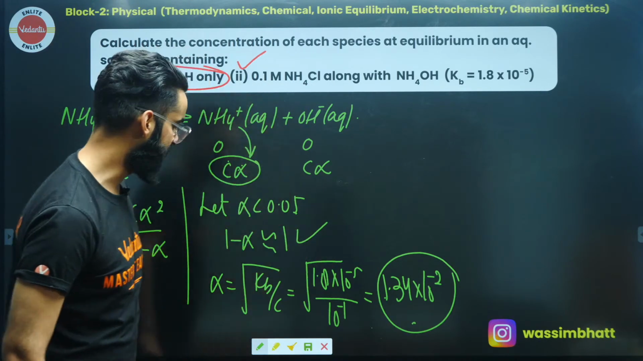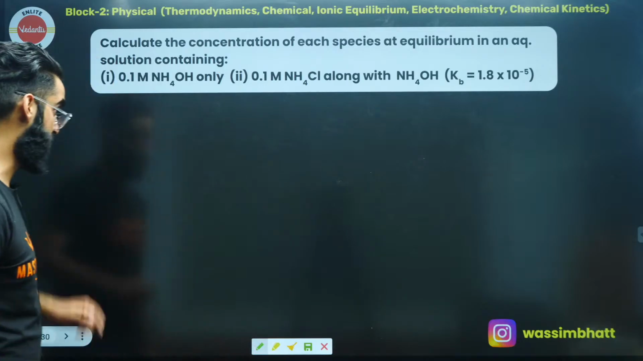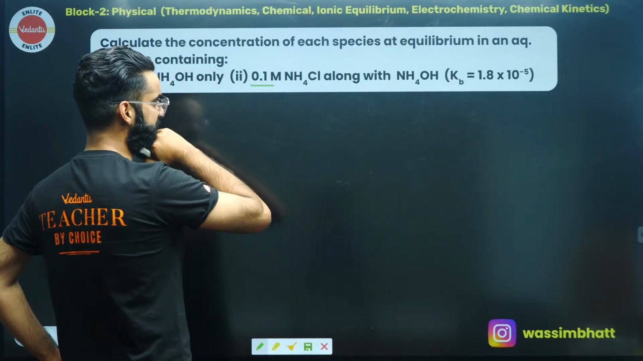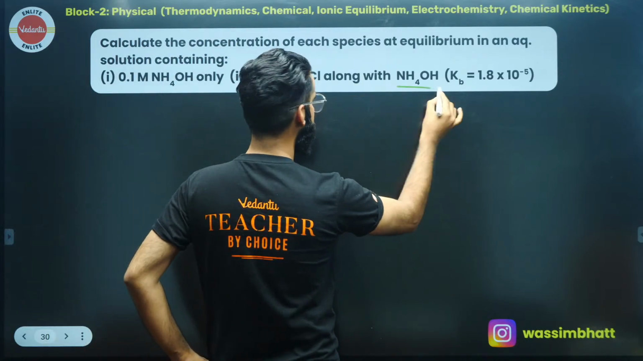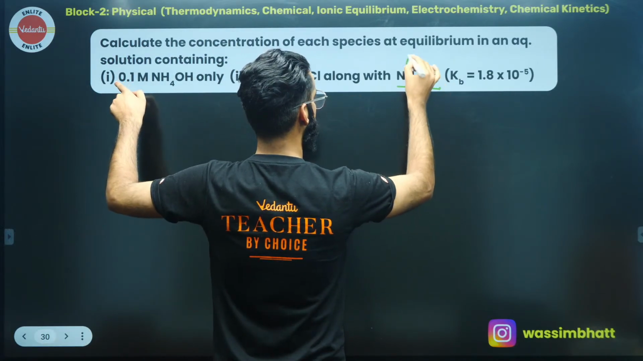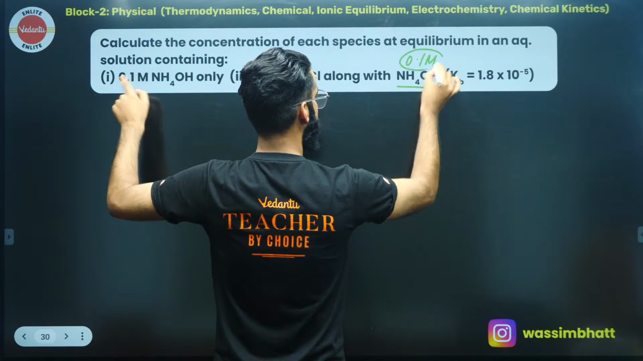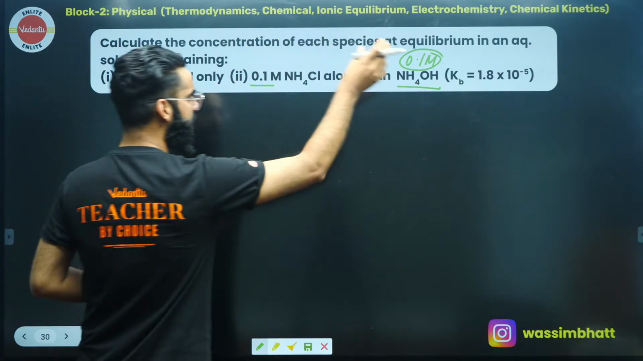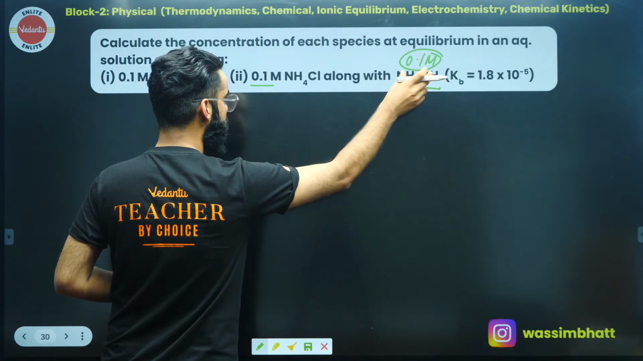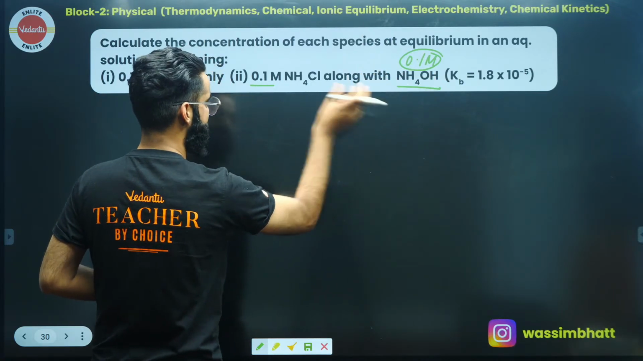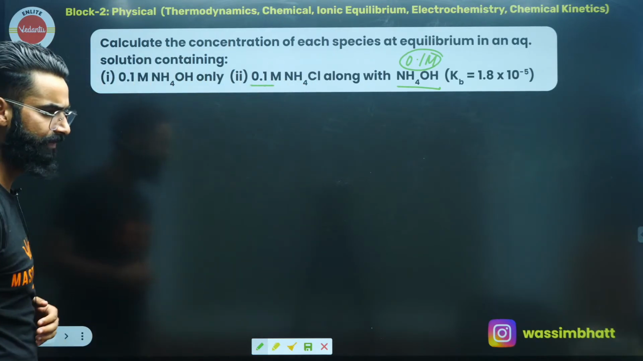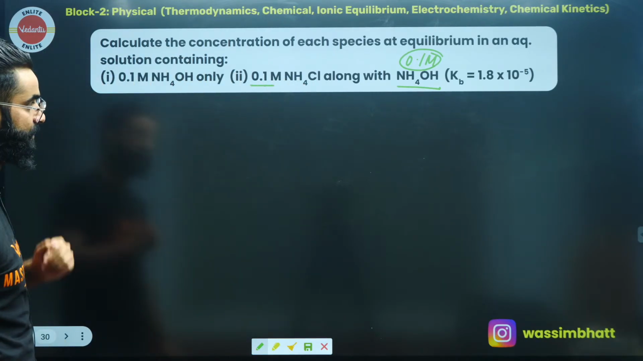Now, the second part of the question. Look at the second part of the question, my dear people. If 0.1 molar NH4Cl along with NH4OH, what is the concentration of NH4OH? It is 0.1 molar. Perfect. Now what you are going to do? Now you are going to introduce NH4OH into a solution containing 0.1 molar NH4Cl. Perfect. Have a look how this sort of a question is to be solved.